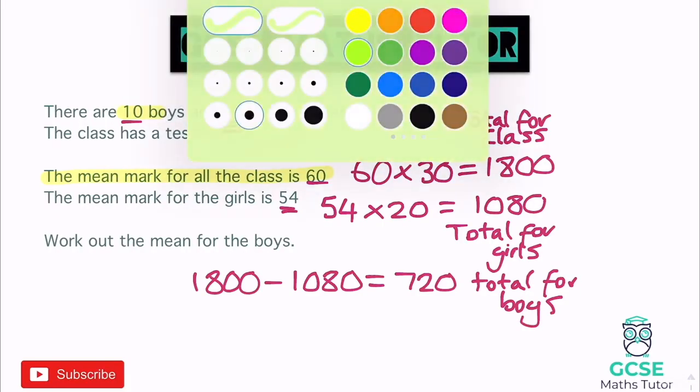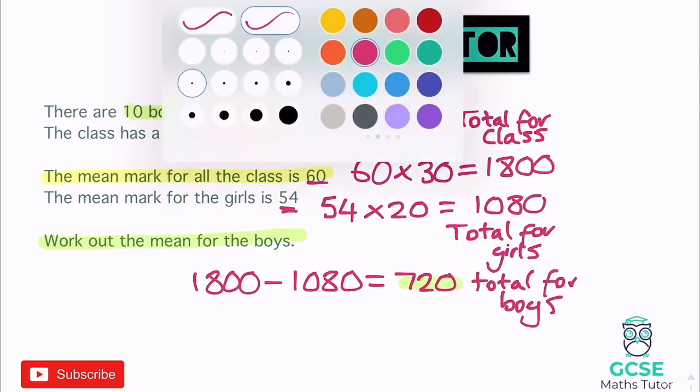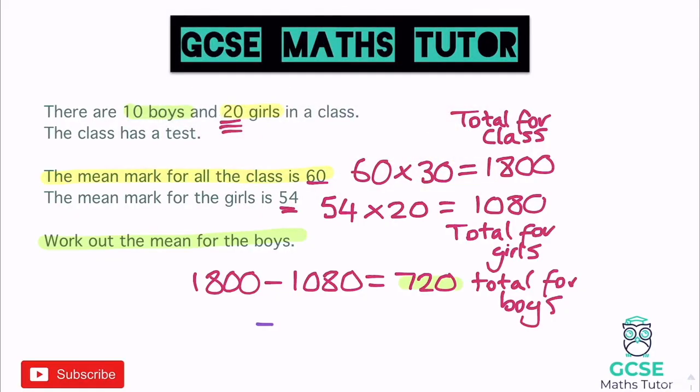actually think about working out their mean, and that's what the question wanted. It said work out the mean for the boys. So we've got the total for the boys is 720, and in total up here, we were given in the question, let's highlight it in the same colour, there are 10 boys. So to work out the mean, just like normal, we would just finish this off by saying the total for the boys is 720. I'm going to divide that by how many boys there are, which is 10, and that gives us a mean of 72. There we go, and there's our final answer.